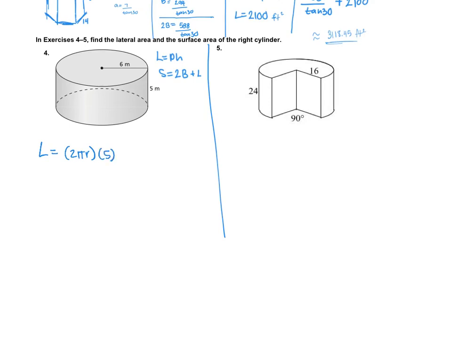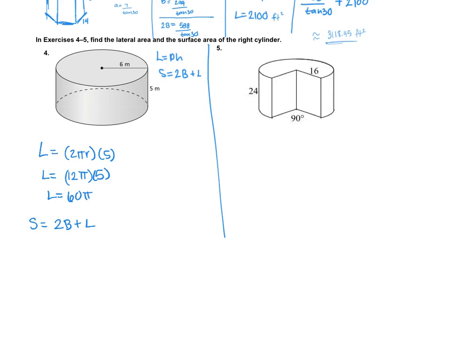So if I was to do this, I would get my lateral area is 12, because my radius is 6, so this would be 12 pi times my height, which is 5, so my lateral area is 60 pi, okay? For my surface area, I would do 2b plus my lateral area.